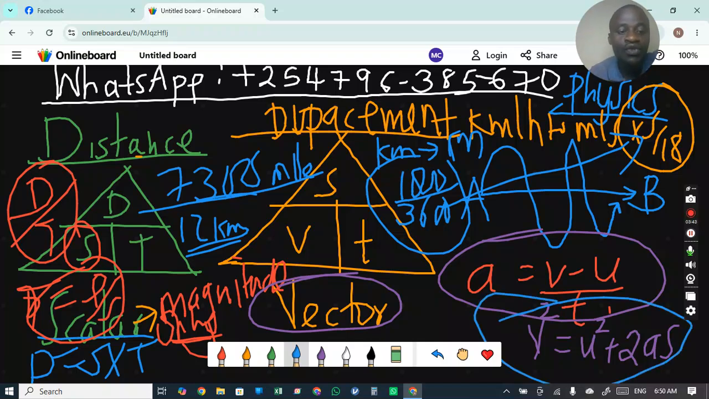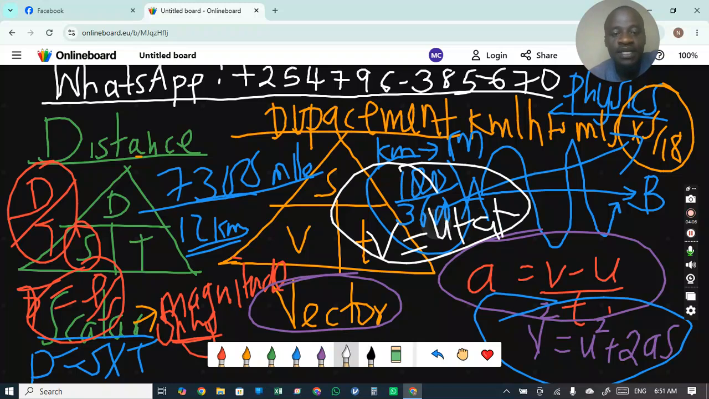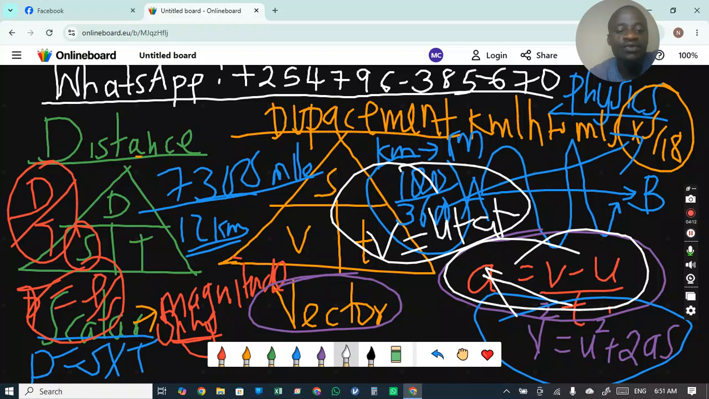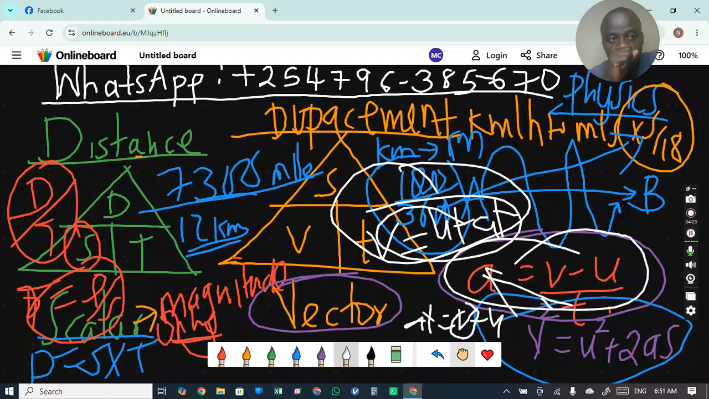V squared is equal to U squared plus 2AS. We derive this formula from the laws of motion. Remember, we have the first law of motion, the second law of motion, and the third law of motion. The first law of motion says V is equal to U plus AT. Where do we get this formula? We get it from the formula of acceleration. A is equal to V minus U all over T. If we cross multiply, we have AT is equal to V minus U. Now when we make V the subject, V is equal to U plus AT. That's where we get the first law of motion.